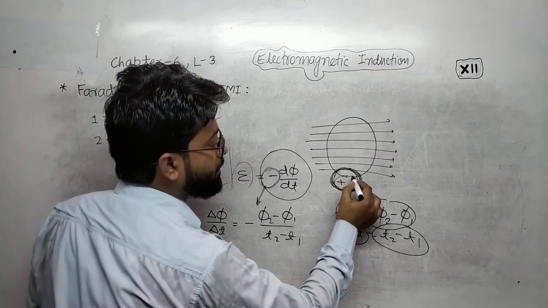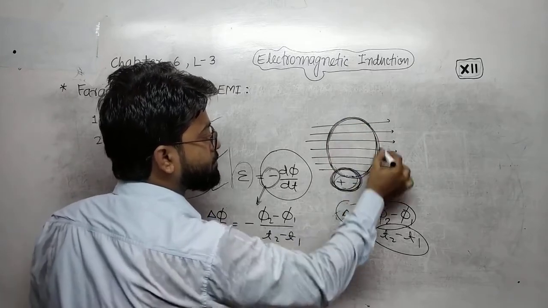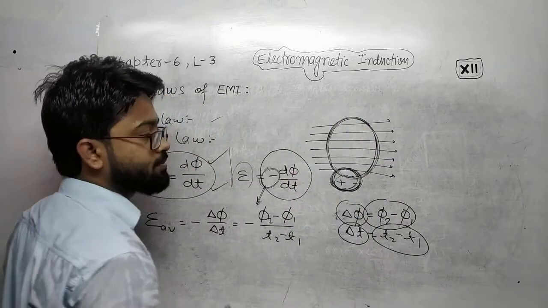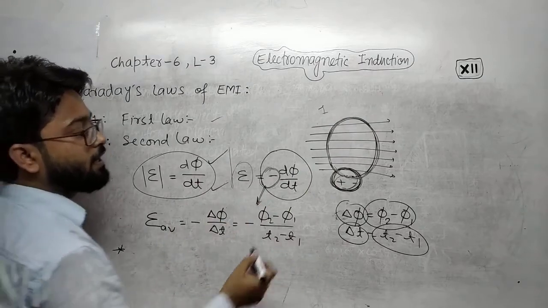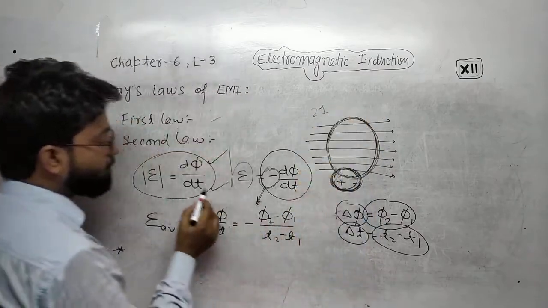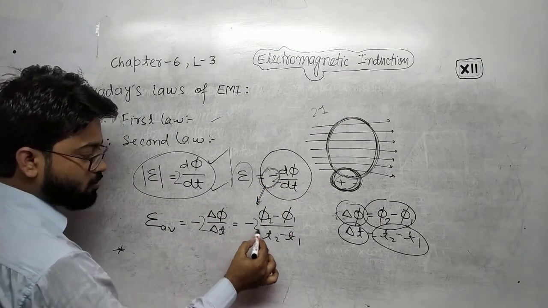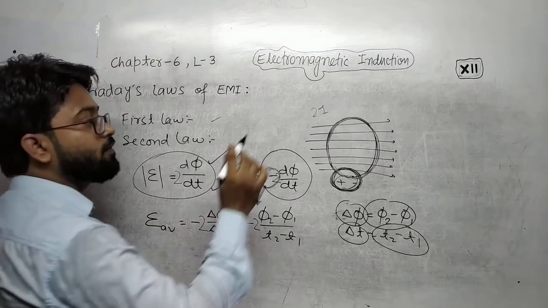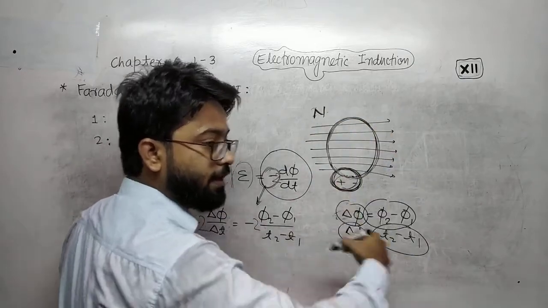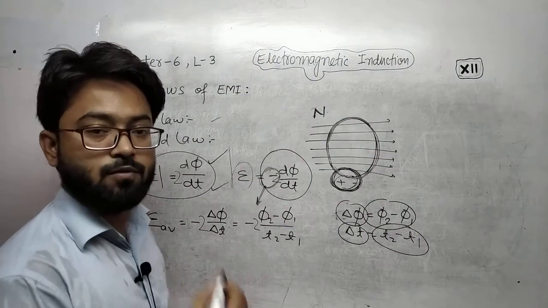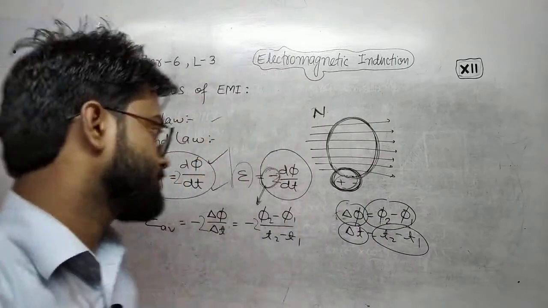Now, if the coil has n turns, meaning the wire is wound n times. If the coil is one turn, then we will use these formulas. If the coil has two turns, we will multiply by 2 here, here, and here also. But if there are n turns in the coil, meaning the wire is wound n times, then the EMF will be n times.